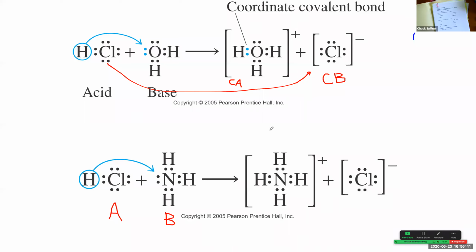On the product side, the ammonium ion then becomes the conjugate acid. And the chloride ion becomes a conjugate base. So as you finish section 14.1, that's the goal: be able to identify an acid-base reaction, be able to identify which substance is the acid and which is a base, and be able to label the conjugate acid and conjugate base that results.